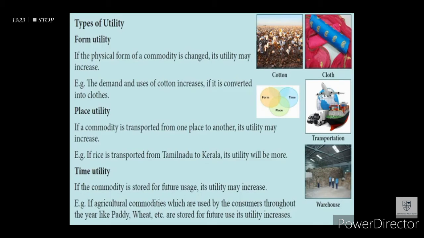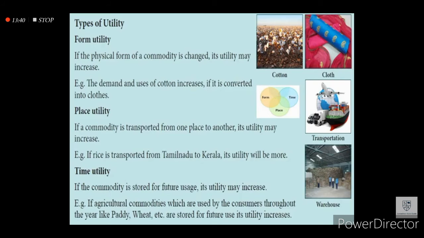You know, raw cotton is cheaper compared to the finished good, that is cloth. Same way, rice in Tamil Nadu is cheaper when you compare it with Kerala. You know that when rice is stored, its value increases. One year old rice will fetch you more price than a fresh rice.